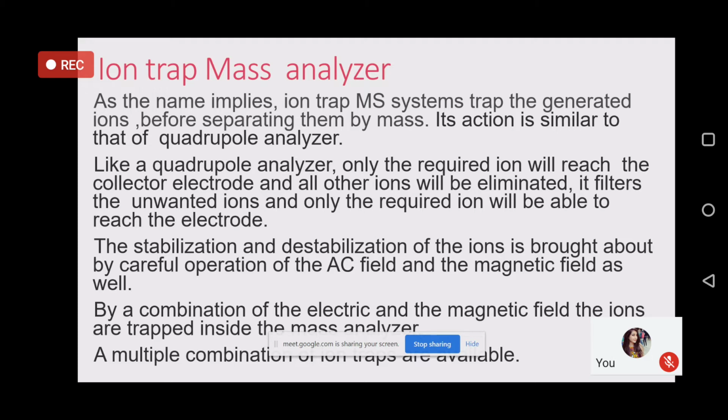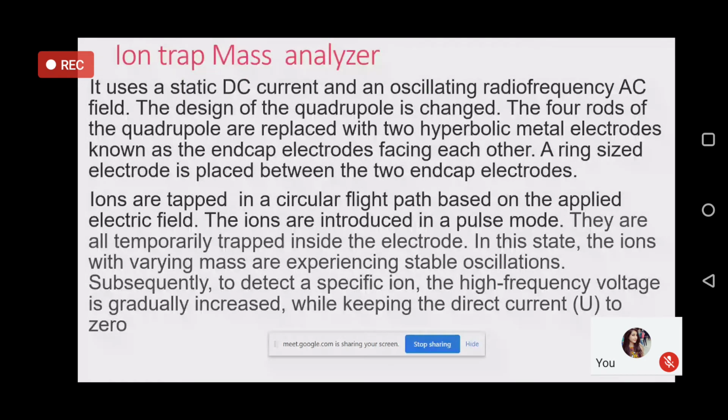Then the second important point is you have to change the conditions. As I said, what are the conditions? The direct field, the alternating field, and now the magnetic field, which has stabilized the orbit. You have to change those conditions, and the change has to be such that at a time only one M by Z will have its orbit destabilized, will move out of its circular orbit, and will be able to reach the collector electrode. So when will it reach the collector electrode?